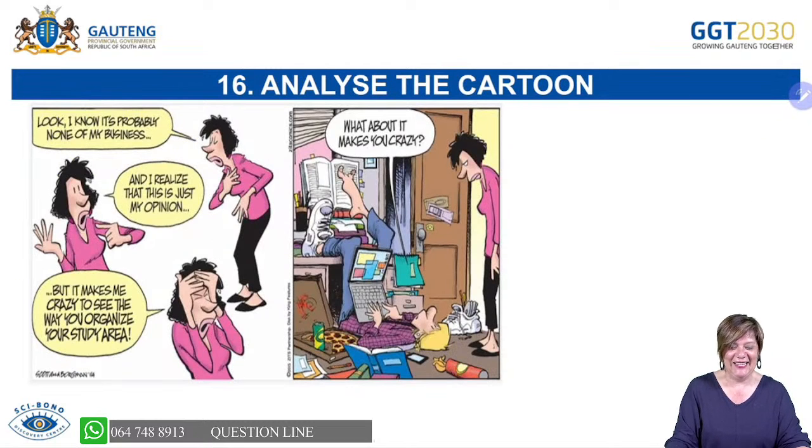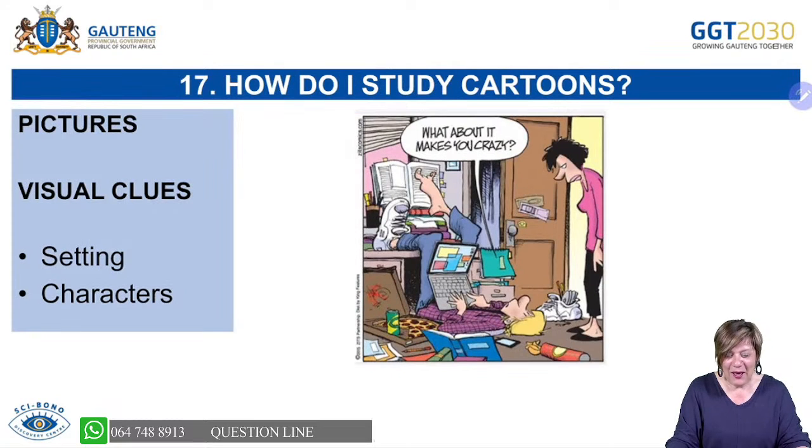So let's analyze it. This is my favorite cartoon. Look, I know it's probably none of my business, and I realize this is just my opinion, but it makes me crazy to see the way you organize your study area. What makes you crazy? What about it makes you crazy?